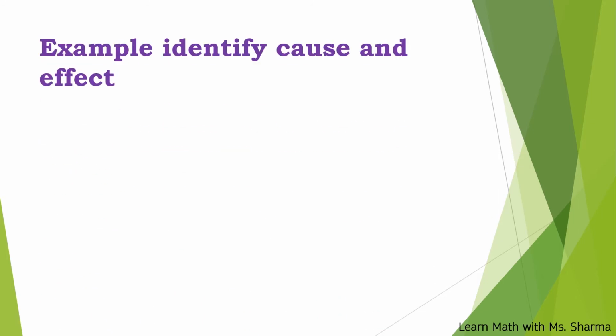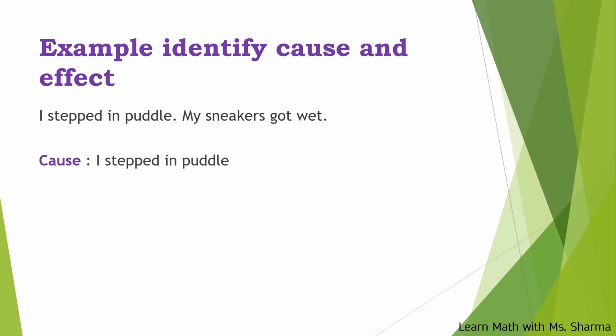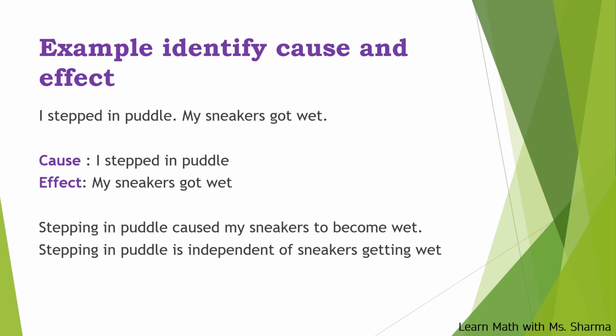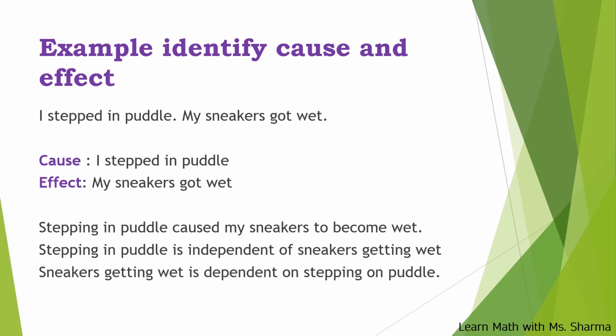Example: identify cause and effect. I stepped in a puddle, my sneakers got wet. Which one is the cause? Which one is the effect? The cause is I stepped in the puddle. The effect: my sneakers got wet. Stepping in the puddle caused my sneakers to become wet. Stepping in the puddle is independent of sneakers getting wet. Sneakers getting wet is dependent on stepping in the puddle.